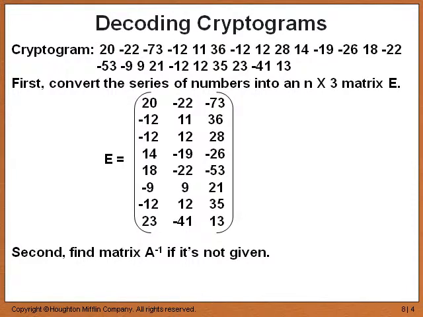Second, you have to find the matrix A inverse if it's not given. Now, usually the receiver will have A inverse, and the sender has A, the matrix A. But even if you're not given A inverse, you can just calculate it from A. Now, I did already teach you how to find inverses in a previous lesson. You can use that method now to find matrix A inverse.